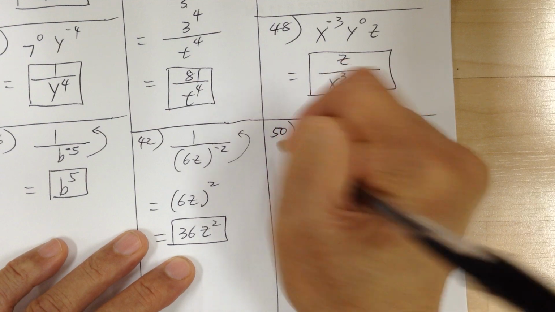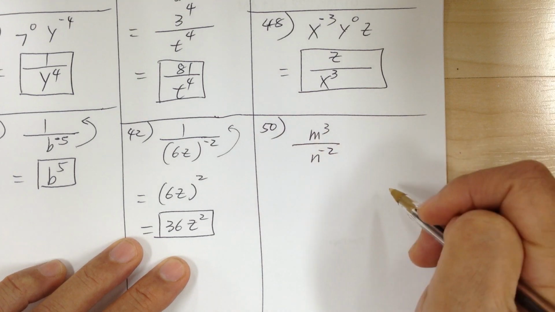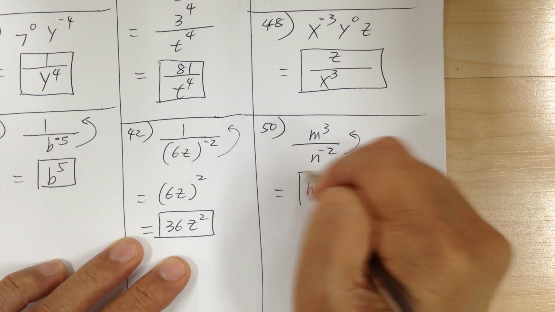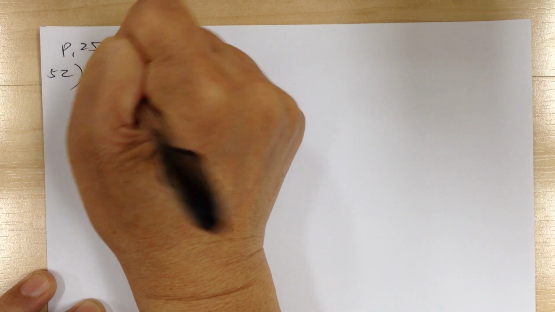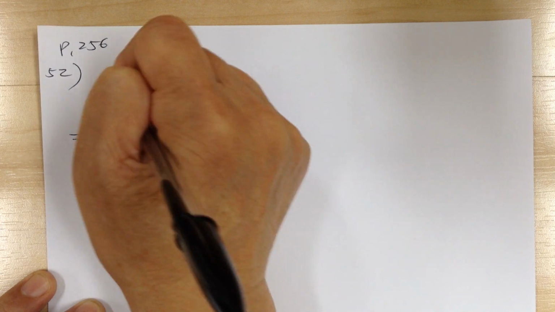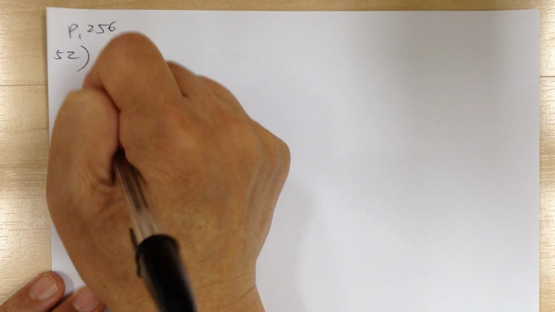Okay, number 50. You've got m to the 3 over n to the negative 2. This gets flipped to the top, and so it becomes m cubed n squared, and that's it. Okay, number 52, you have a to the negative 5 over b. You can do the flipping. This gets flipped to the bottom, and this one stays, and that's it.